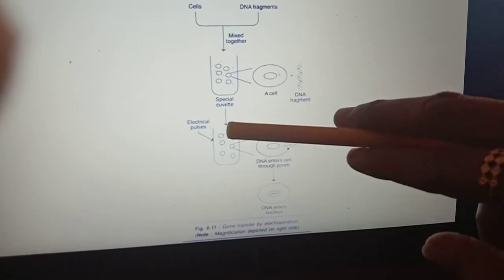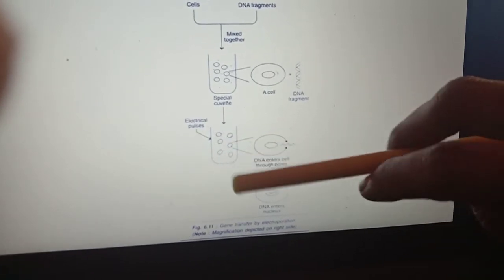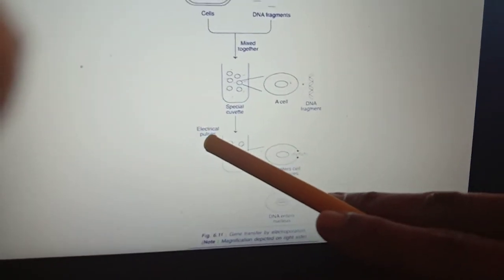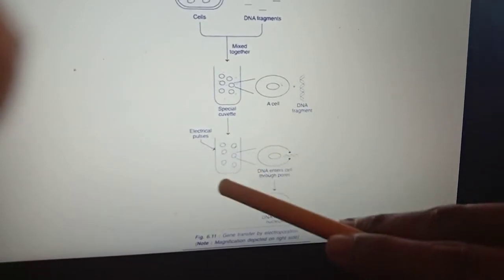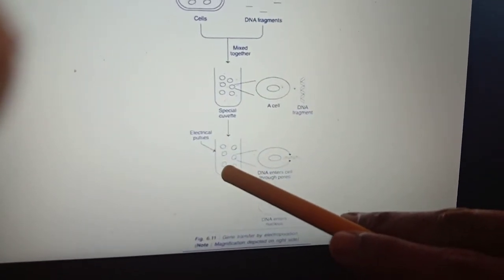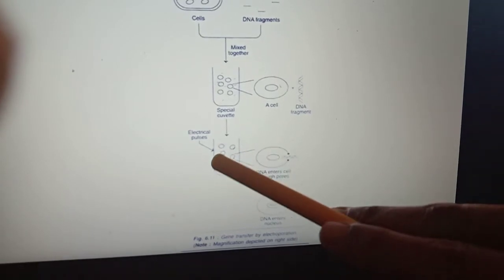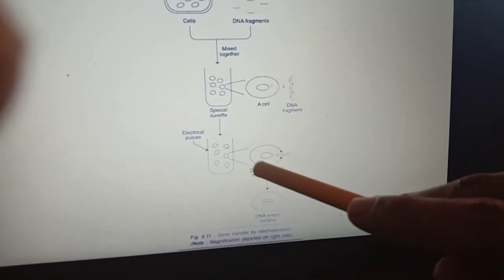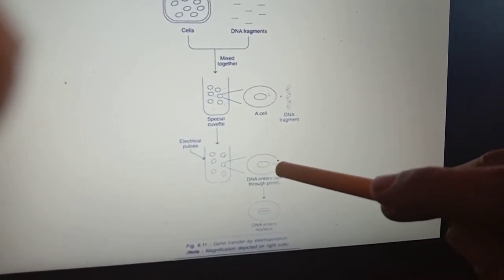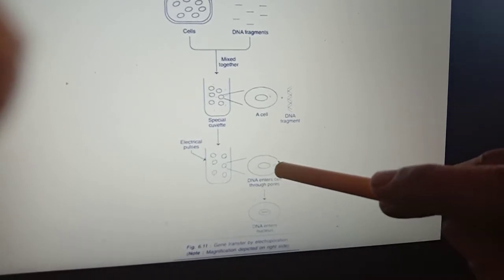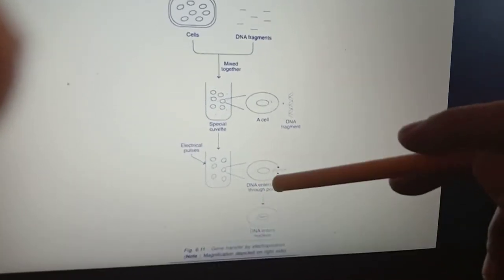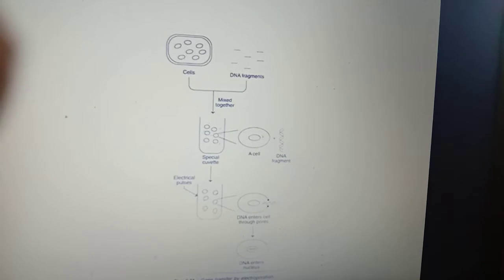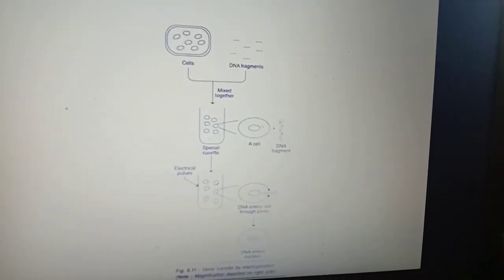The cuvette containing the cells and the DNA is placed in an instrument where we can give the electric pulses. It's like a colorimeter: just as you keep your cuvette in a colorimeter, you have to keep the cuvette in an electroporation unit. Once the electric pulses are generated, the pores are made. You can see the pore over here, and through this pore the DNA enters the host cell and the genes are introduced into the host cell. So this is gene transfer by electroporation.